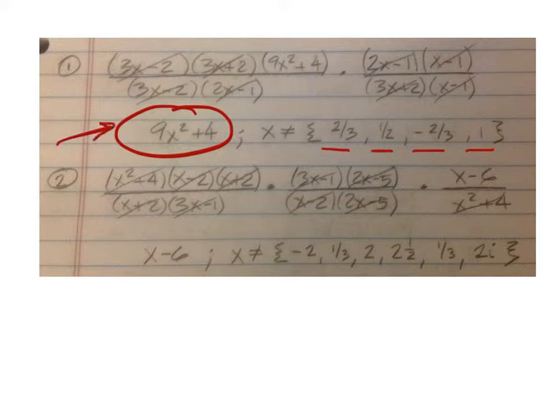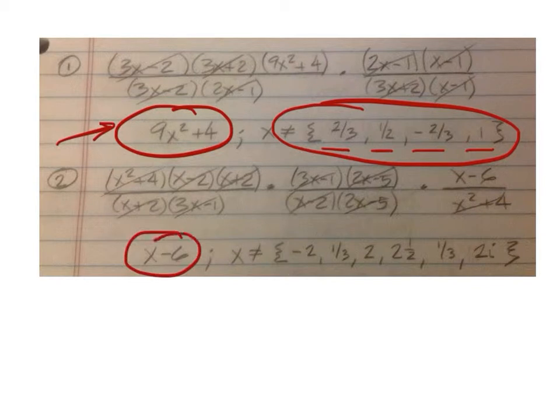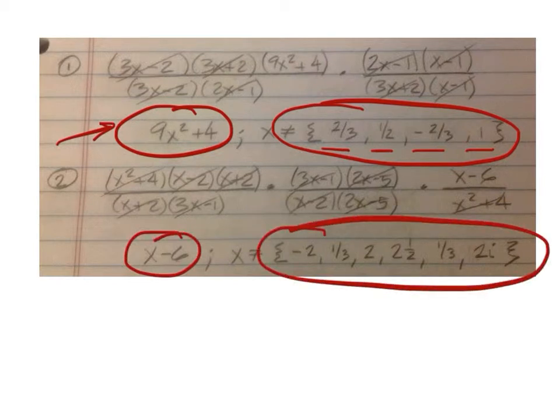If you get this right, it's 1 point. If you get all of these right, it's 1 point. On number 2, it is x minus 6, and the values are negative 2, 1/3, 2, 2.5, 1/3, and 2i.